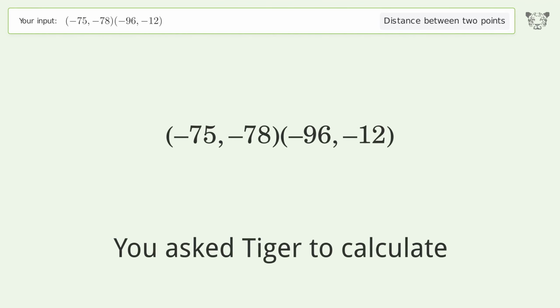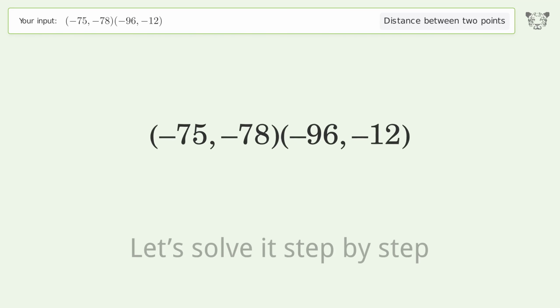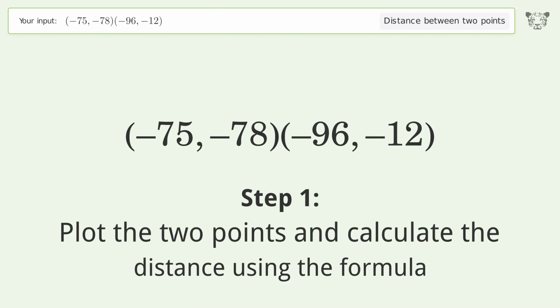You ask Tiger to calculate. This deals with the distance between 2 points. The distance between the 2 points is the square root of 4,797, or 69.26. Let's solve it step by step. Plot the 2 points and calculate the distance using the formula.